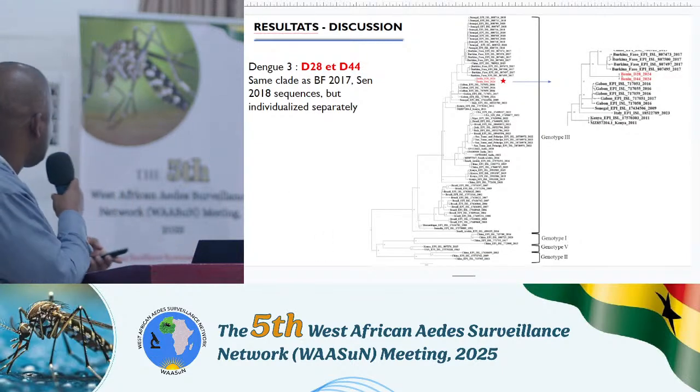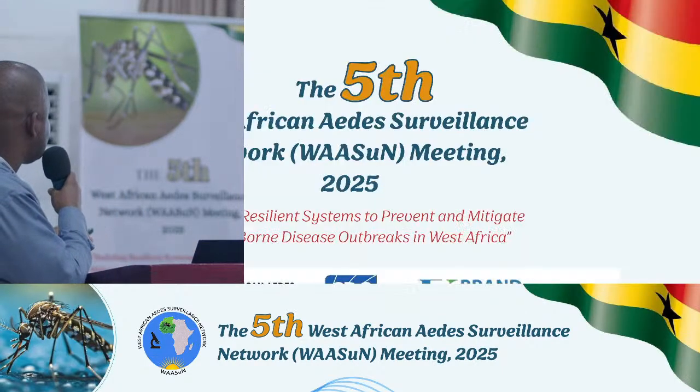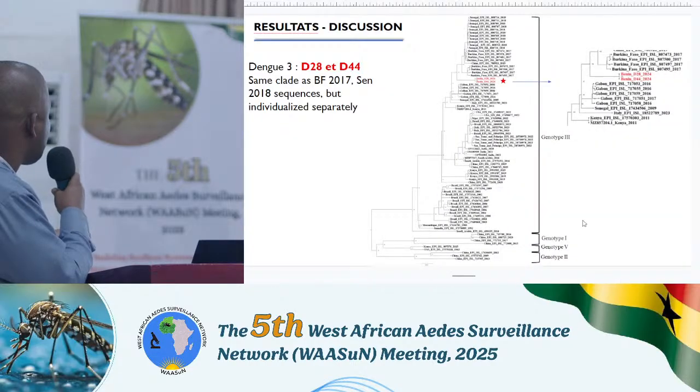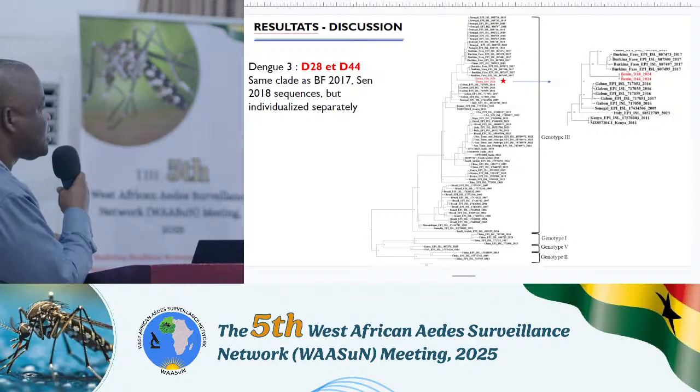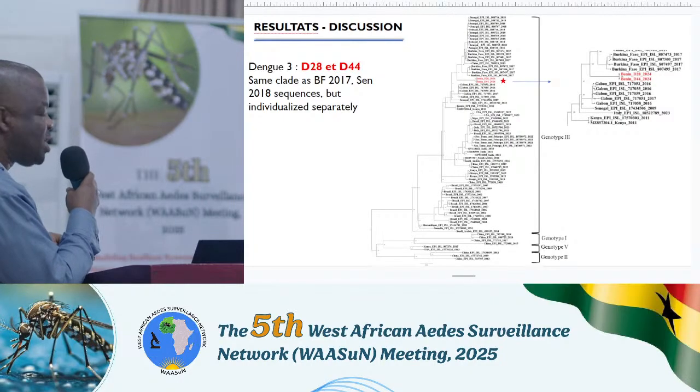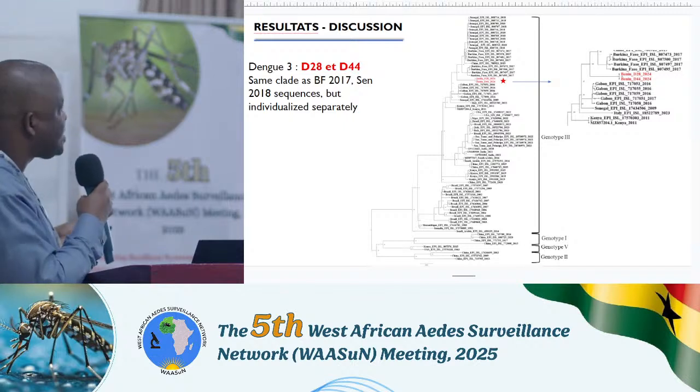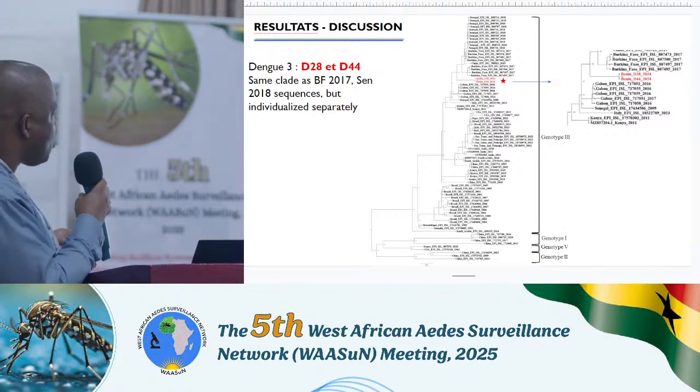When we continue, we realize that our samples D28 and D44 have the same clade as Burkina Faso in 2017. If you remember, in 2017 you had an outbreak of dengue fever in Burkina Faso, and what we had is very close to that, and close to what Mali had in 2018. So it's the sequencing which can show you what you had and the origin.